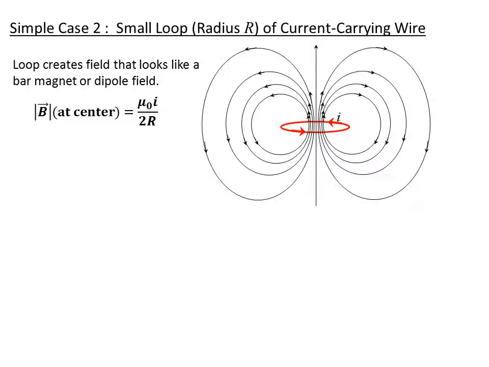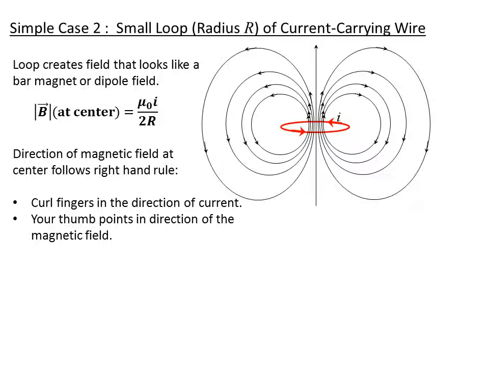The magnetic field at the center of the loop, right at the center, is equal to mu0 times the current divided by 2 times the radius of the loop. The direction of the magnetic field at the center follows the right-hand rule as before. Curl your fingers in the direction of the current, and your thumb then points in the direction of the B field.